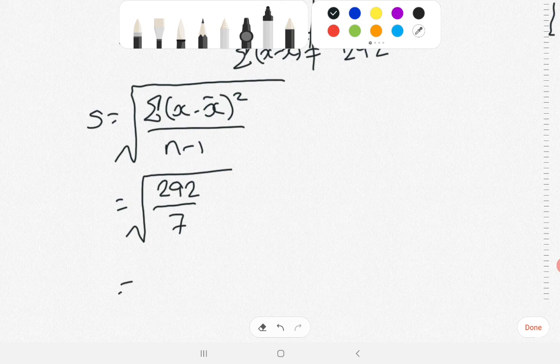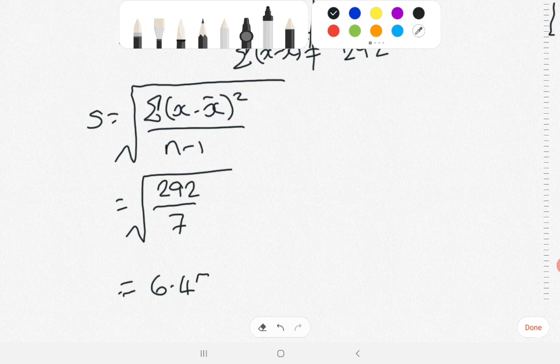So this time clearly we need a calculator. It's not like the previous example where all the numbers worked out nicely. We've got 292 divided by 7, which is 41.71428 and so on. I'm not even going to write that down. I'm just going to square root that straight away and get 6.45.